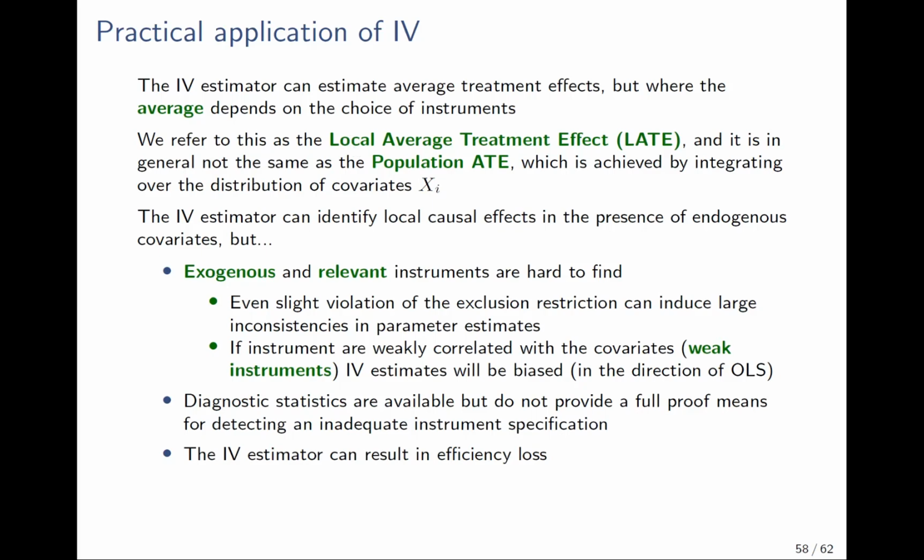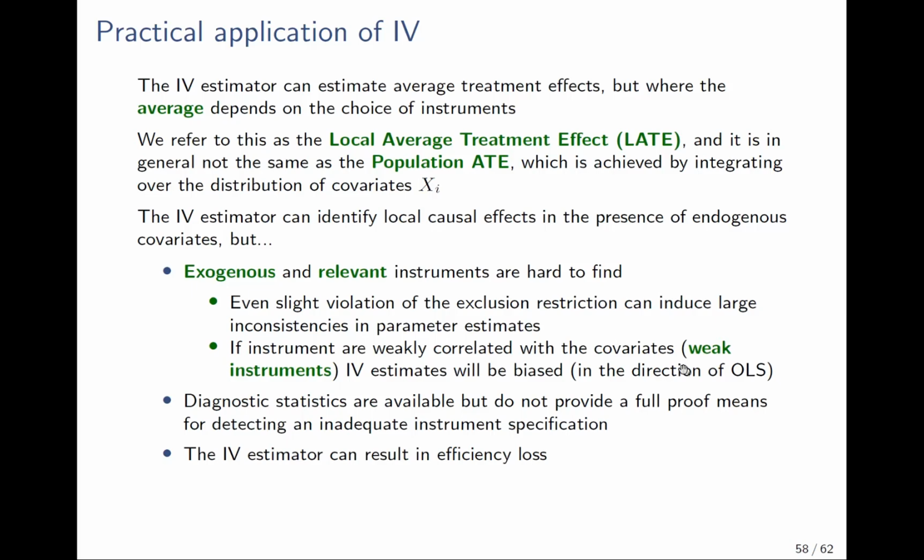Some other points worth mentioning on instrumental variables. It can identify these local causal effects for us in the presence of endogenous covariates, due to the failure of the CIA, but in practice, exogenous and relevant instruments can be hard to find. And even slight violation of the exclusion restriction can induce large inconsistencies in parameter estimates. So if the instruments don't satisfy this restriction, actually the cure can be worse than the disease, and I'll demonstrate that in a minute when we look at a simulation.